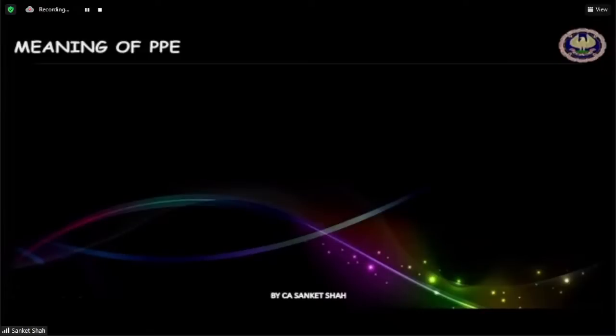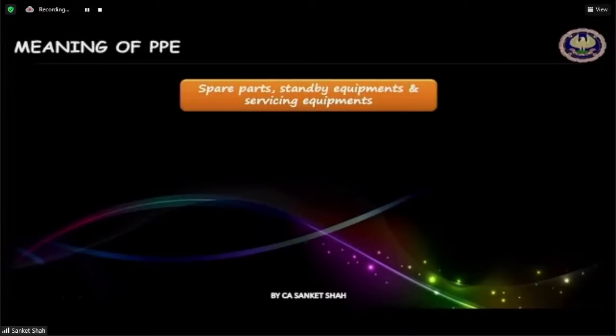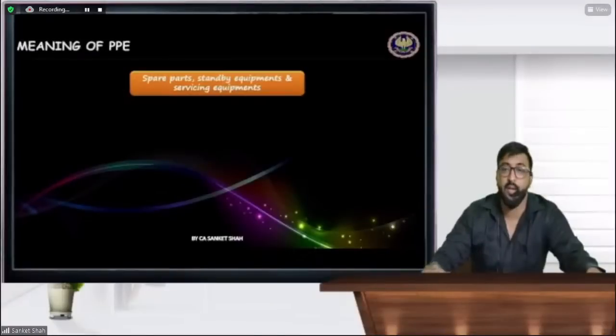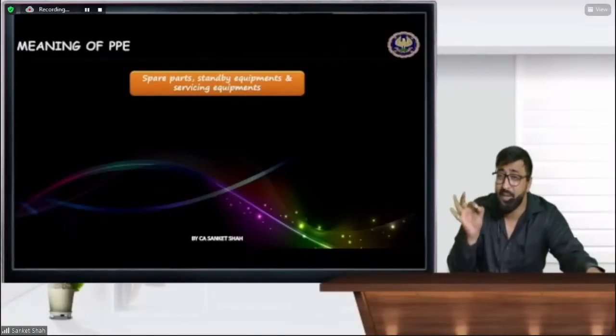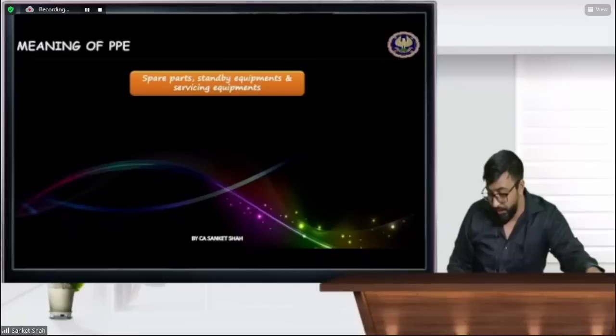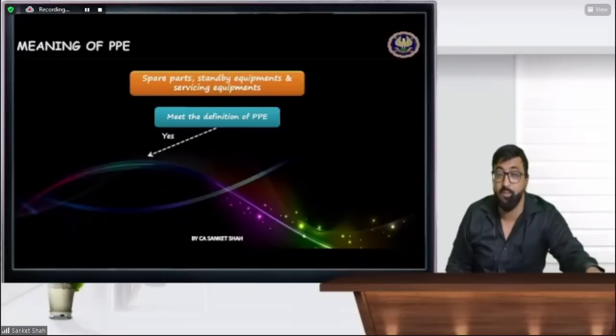Okay. Now, what about spare parts? Spare parts, standby equipment and servicing equipment. It's very important that you are using any spare parts specifically for that fixed asset. It will be recorded as AS 10, if it meets the definition. Now, what is the definition of PPE? That asset you are using for more than 12 months, for those three purposes. If it meets that definition of PPE, yes beta, it will be Accounting Standard 10.